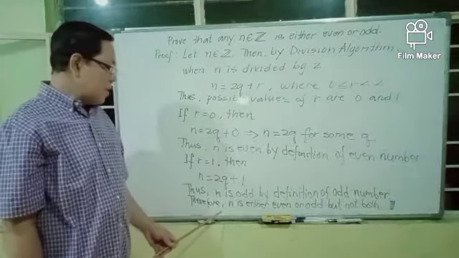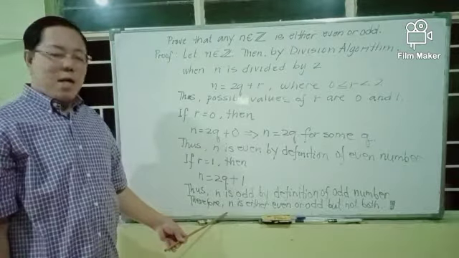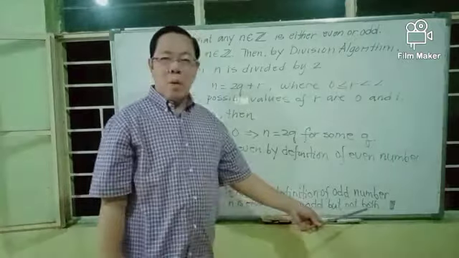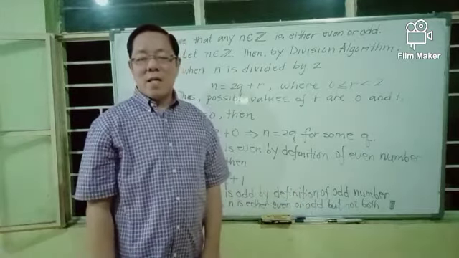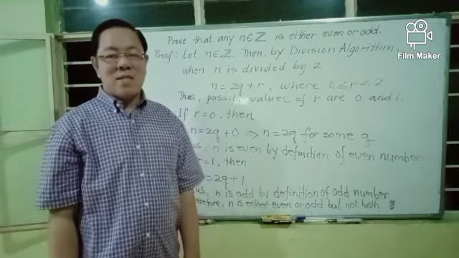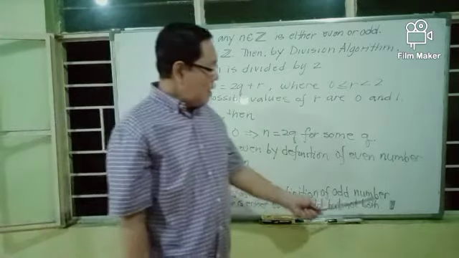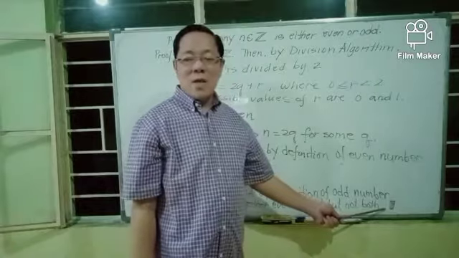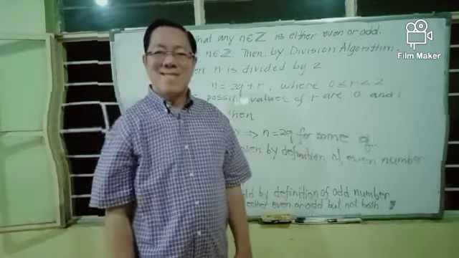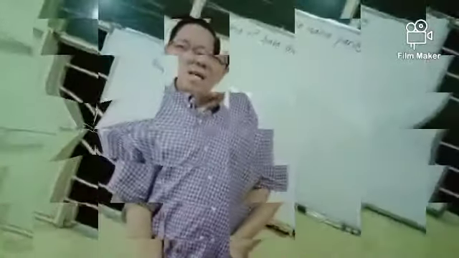We conclude therefore that an integer N is either even or odd, but not both. An integer N cannot be both even and odd at the same time. It's either even or odd. And we put this shaded rectangle to indicate the end of proof. We take another example.